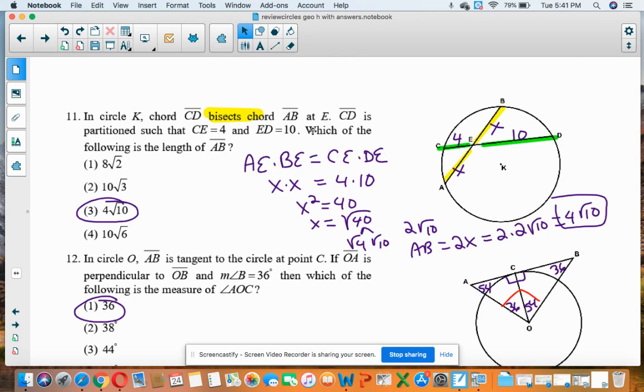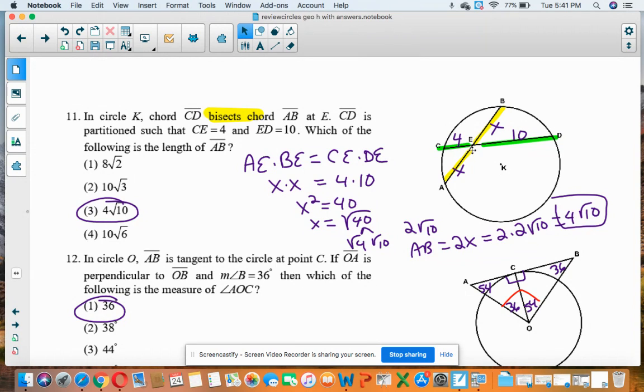Number 11, when I have two chords that intersect, the chords are not the same length, but the segments of one chord multiplied equal the segments of the other chord multiplied. And they told me that chord CD is bisecting AB. So see this AB that I have in yellow? It's being bisected. So I don't know what each part is, but they're congruent. So I just call this half X and this half X.